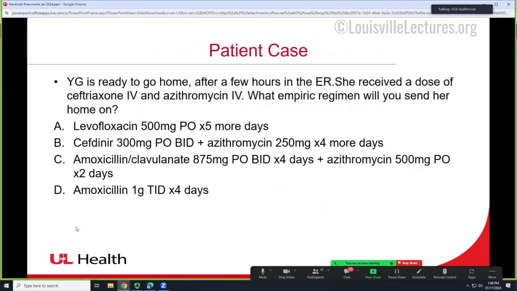All right, back to our patient case. She's ready to go home. She received a dose of ceftriaxone and azithromycin. What are you going to send her with? Anyone? C or D. C or D.